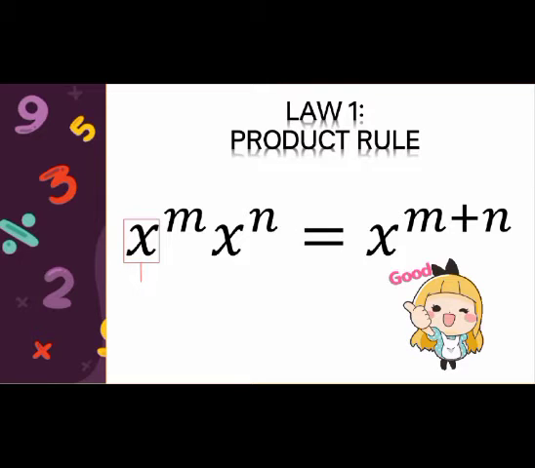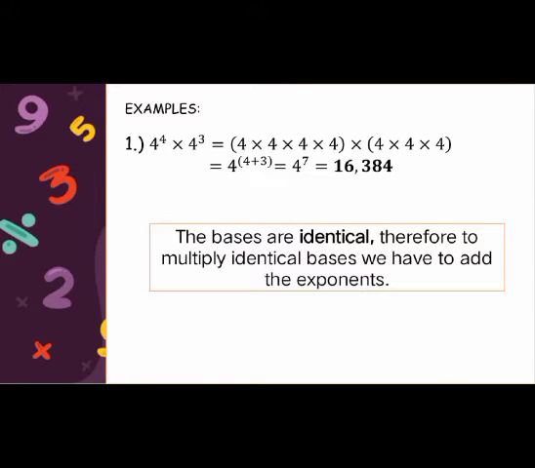Product rule. So if the bases are the same and the exponents are not, we're going to keep the base and add the exponents, which are the m and n. So x here is the real number and m and n are positive integers. So here is the example in product rule.